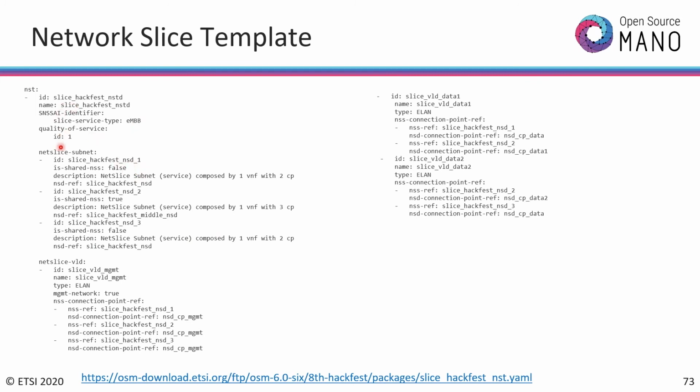As you can see here, we need three main points of information. One is based on this block at the top, which contains a name and two other parameters. The second point is the net slice subnet. That is the place where we define the network slice, the network services, and the net slice VLD, that are the connections among these network slice subnets. So let's go a bit deeper.